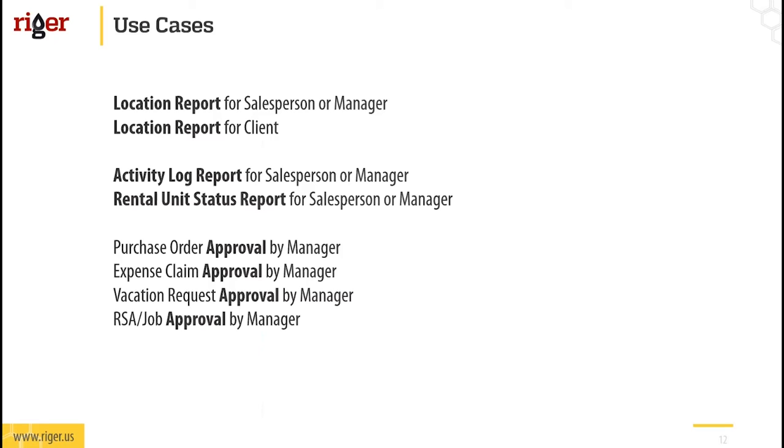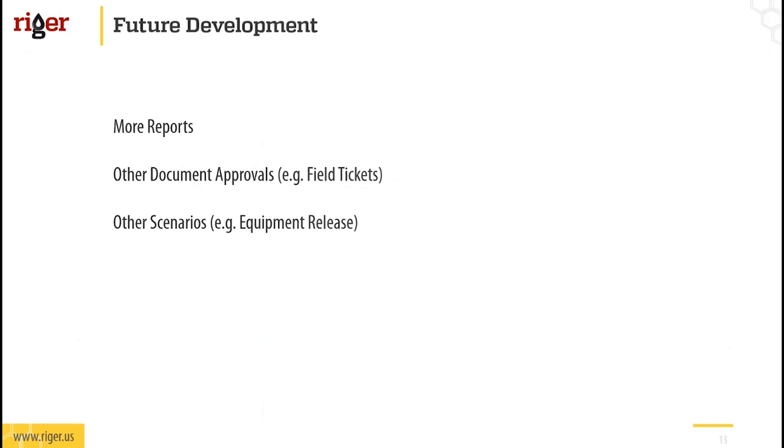And we have the following document approvals: purchase orders, expense claims, vacation requests, and job approval by managers. So it's a very fast and easy way to run this. In the future, we are going to add more reports based on the client requirements and based on what we see as useful scenarios.